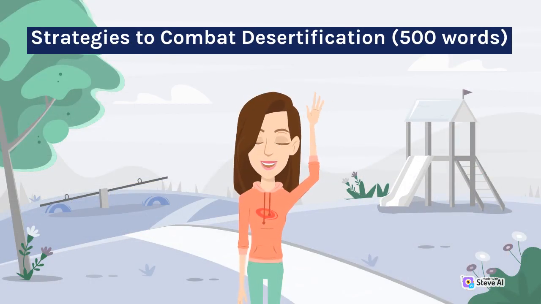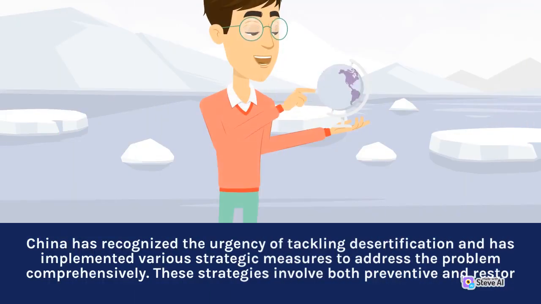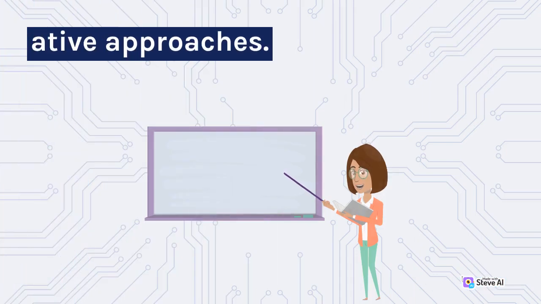Strategies to combat desertification, 500 words. China has recognized the urgency of tackling desertification and has implemented various strategic measures to address the problem comprehensively. These strategies involve both preventive and restore approaches.